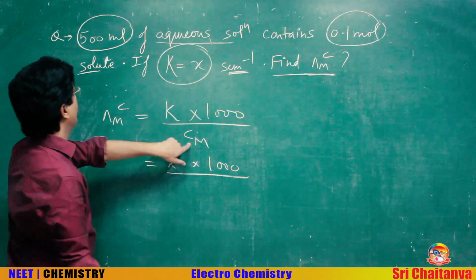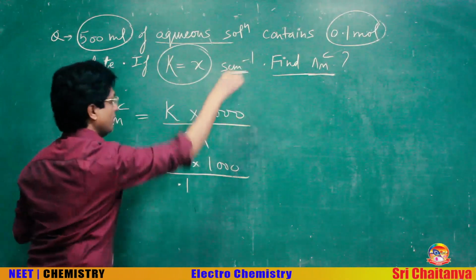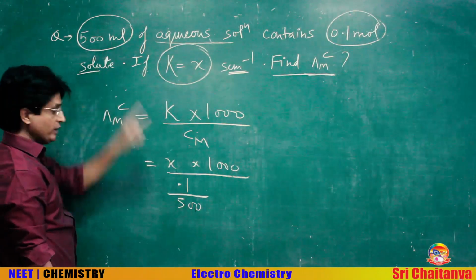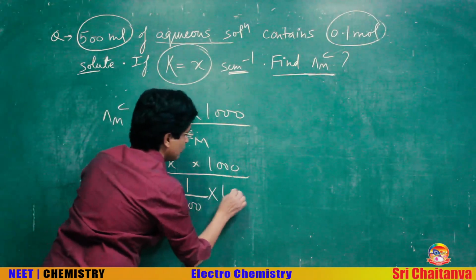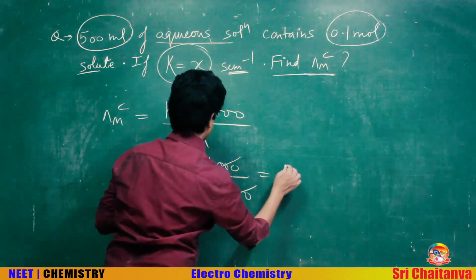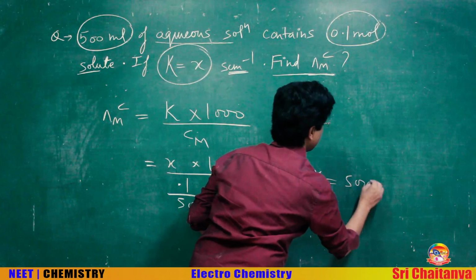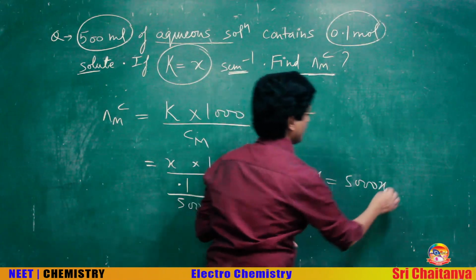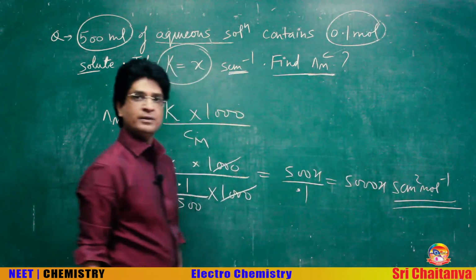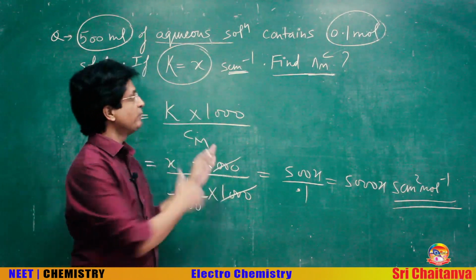What is molarity, by the way? Molarity is number of moles upon volume in liter. So number of moles is how much? 0.1 mole divided by volume 500. This is in ml, so what will you do to convert ml into liter? Multiply by 1000. When you do that, the 1000 will cancel. This will go up and this will give you 500X upon 0.1. This will be 5000X Siemens centimeter square per mole. That will be the answer. Simple one, I believe. But these kind of questions they are asking. So please keep on practicing these questions.